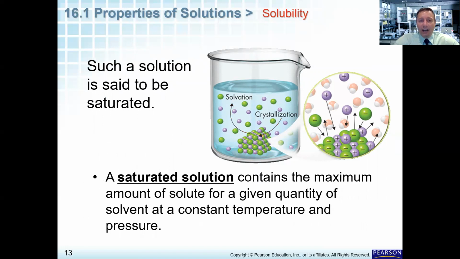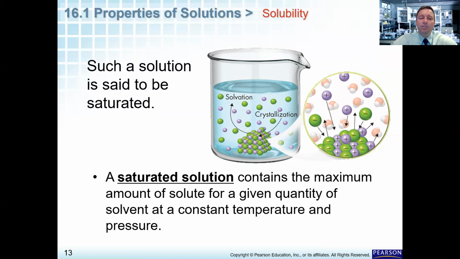So let's define saturated. A saturated solution, this is really important, so please jot this down. A saturated solution contains the maximum amount of solute for a given quantity of solvent at a constant temperature and pressure. For a solid, the pressure really doesn't matter, but nevertheless, please get this definition down. We'll talk more on the pressure and how it affects solid solute. It doesn't, but let's talk about it.